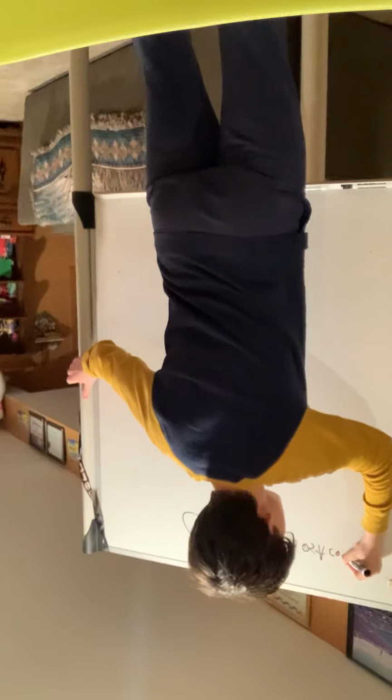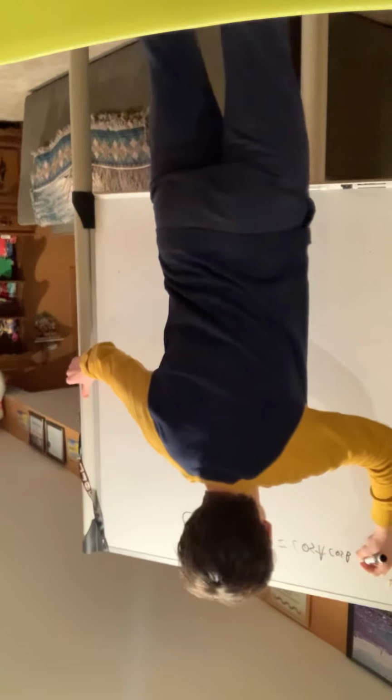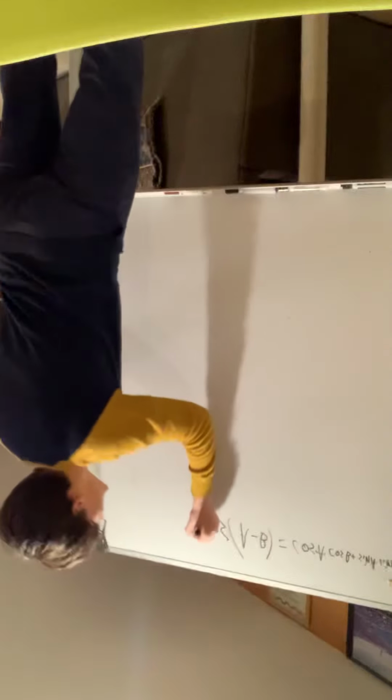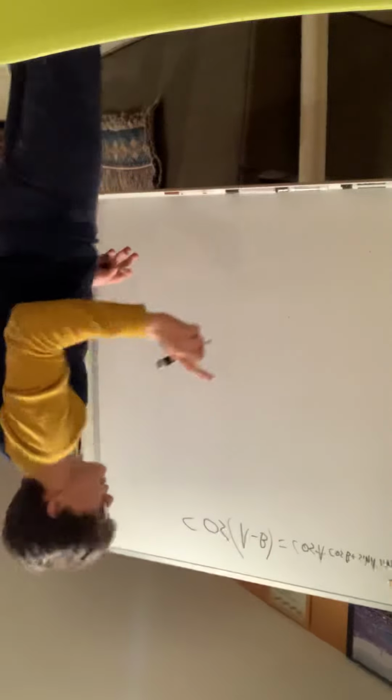This is day 2 because yesterday we learned that cosine (A minus B) equals cosine A cosine B plus sine A sine B. The A and B are not supposed to be capital, I'm sorry, teacher mistake. But anyways, we know that.